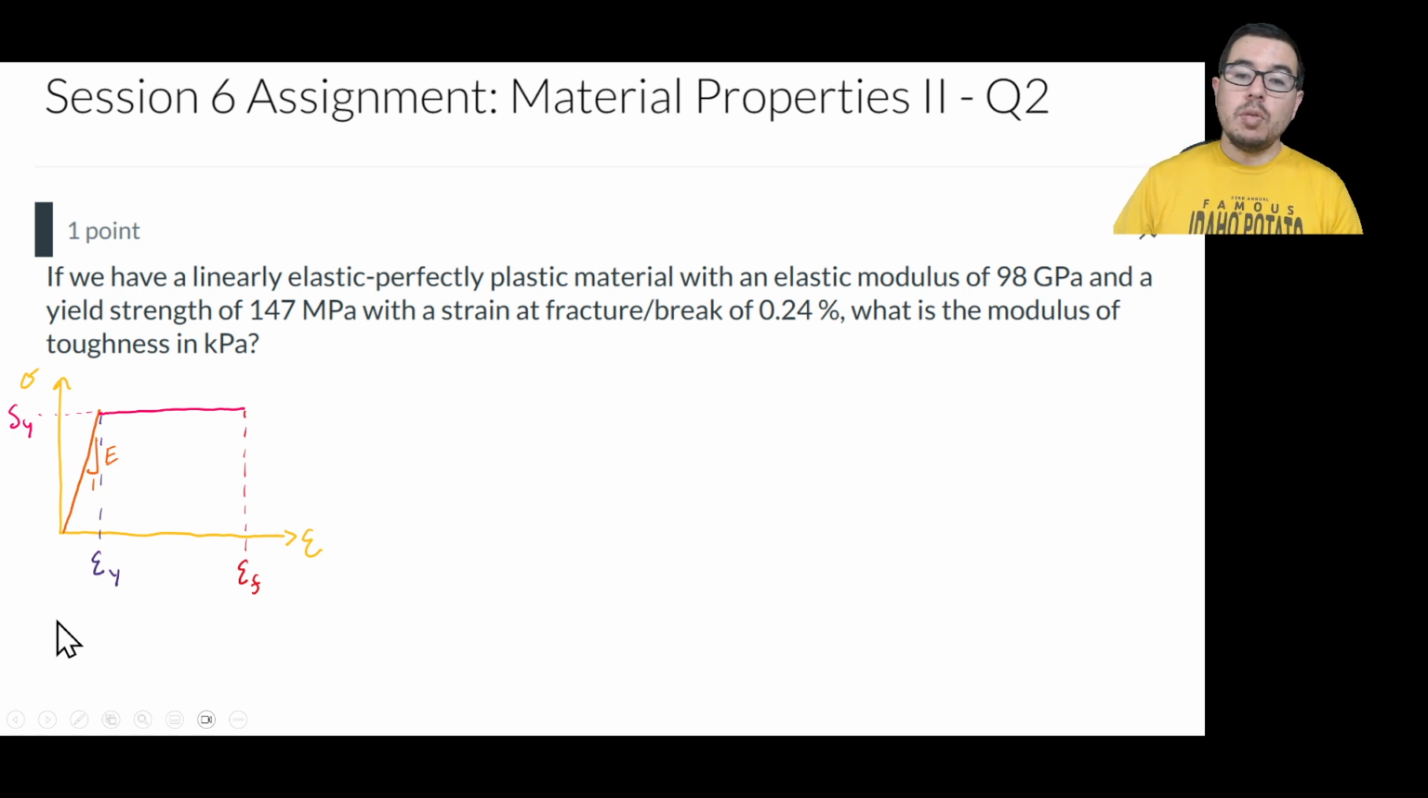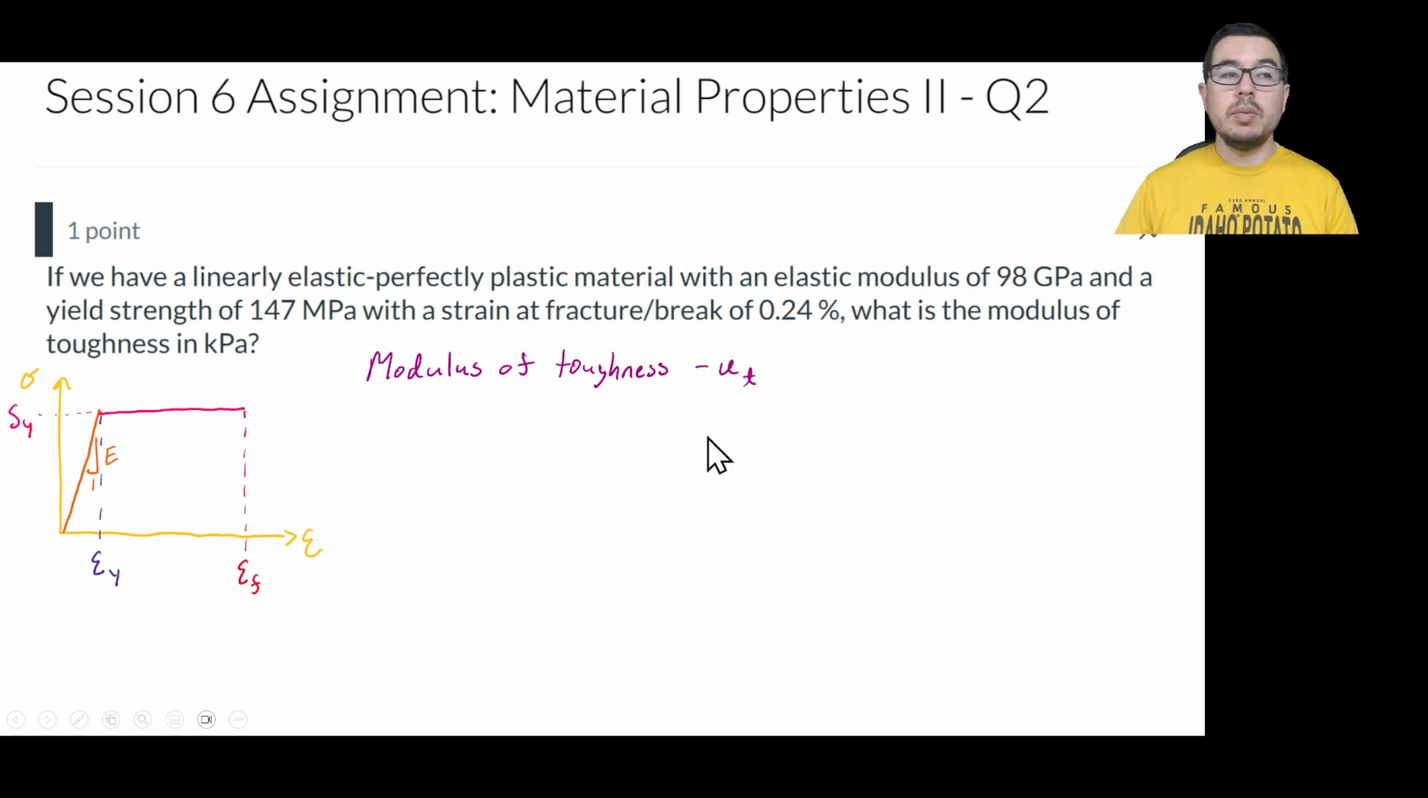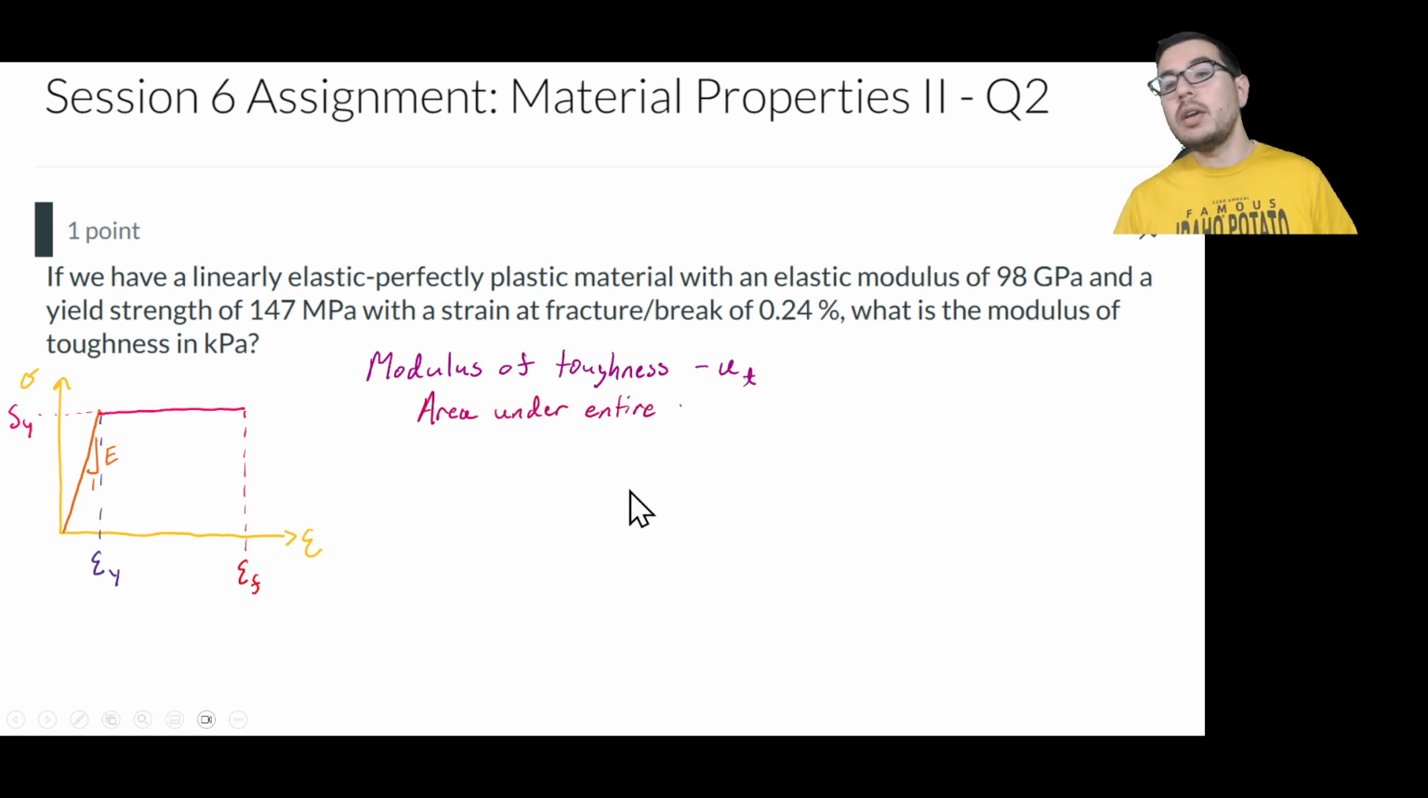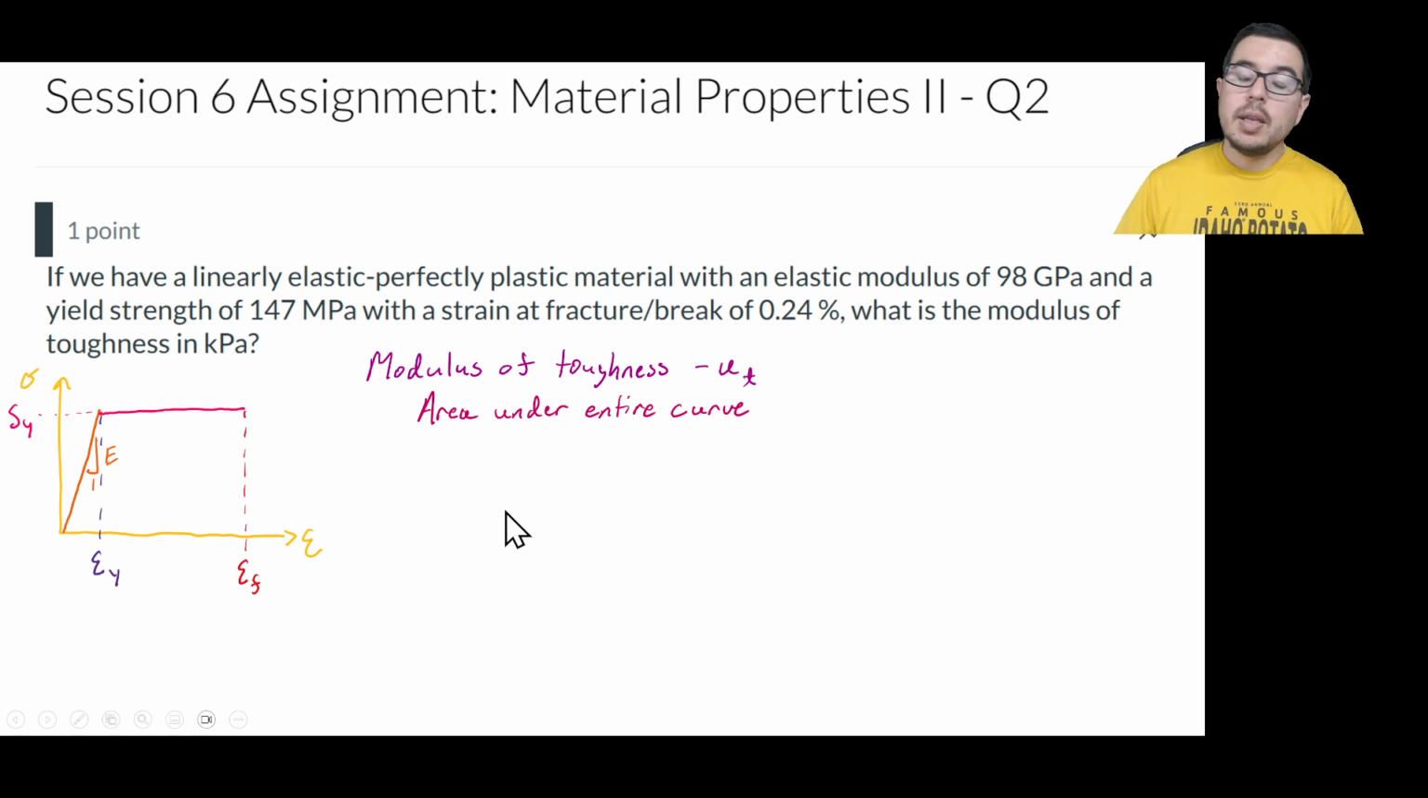We also probably want to figure out what the strain at the yield might be. So we have an epsilon y, or the yield strain here. And that, as we've seen in a prior problem, can be calculated exactly by doing the yield strength divided by the elastic modulus. The modulus of toughness is often given by U sub t and represents the area under the entire curve.